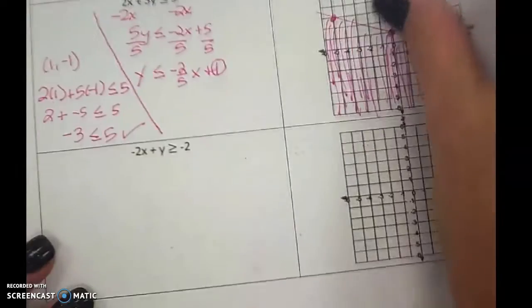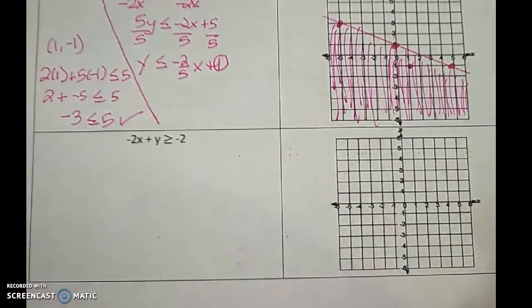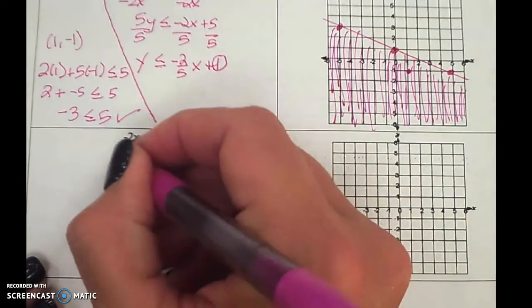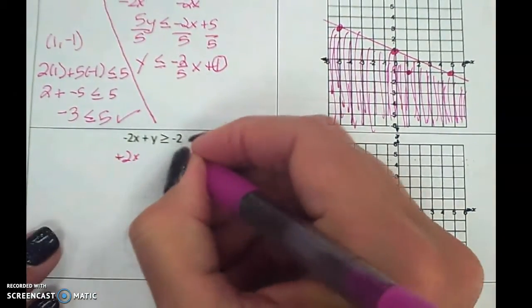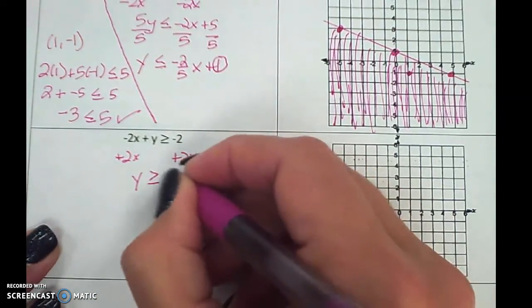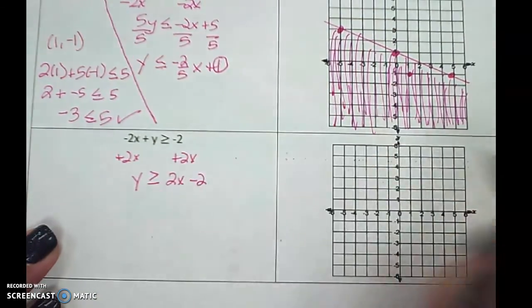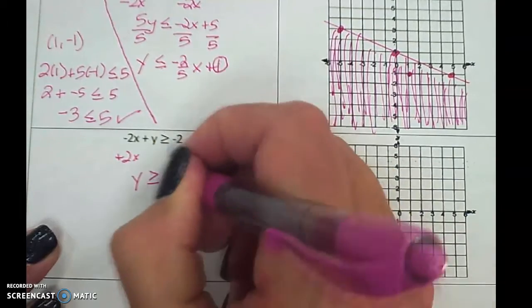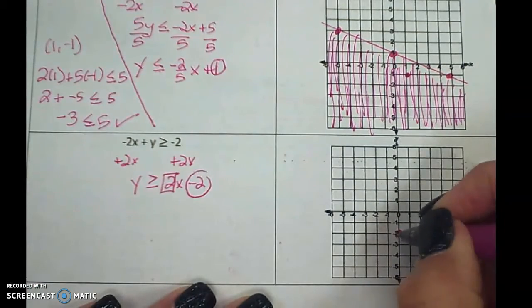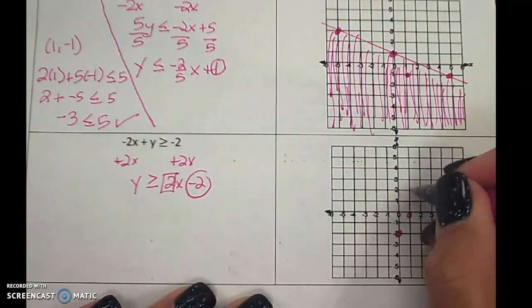And then the last one here, again, you are asking for help. If you do not understand any of this, it should be fairly simple. We need to practice it though. I'm going to add 2x to both sides. I have y is greater than or equal to 2x minus 2. My y-intercept is negative 2. My slope is 2. I start at negative 2 and I go up 2 over 1.